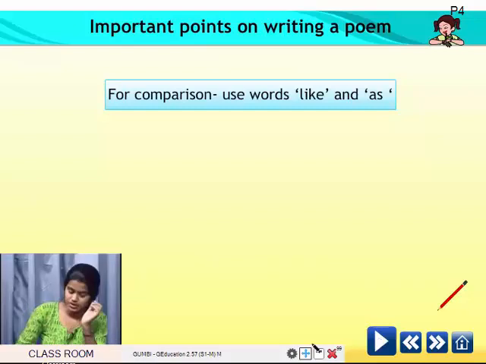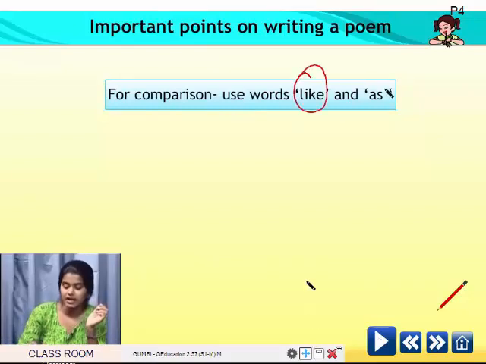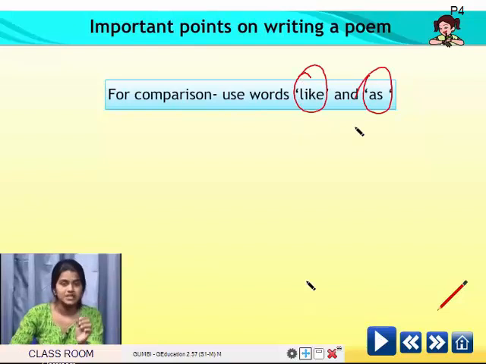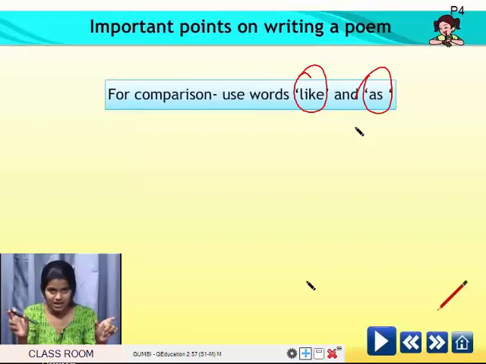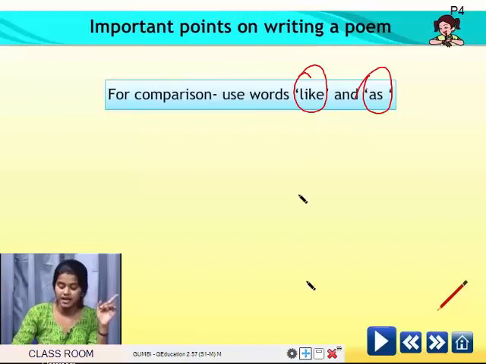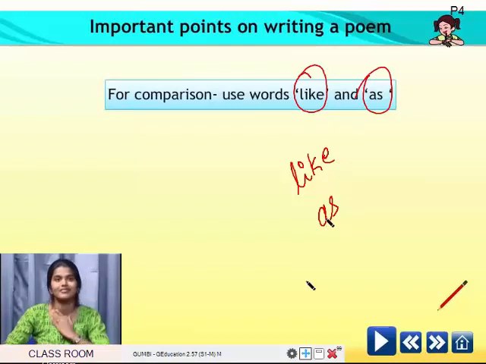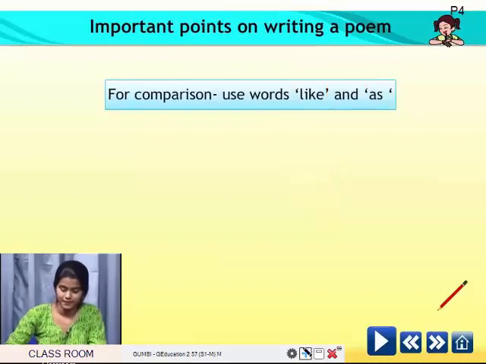And in a poem, for comparison, we should use the words like and as. That means when you are comparing something to something else, then you have to use either like or as. Okay? Now you know, children, writing a poem is different from writing a paragraph.